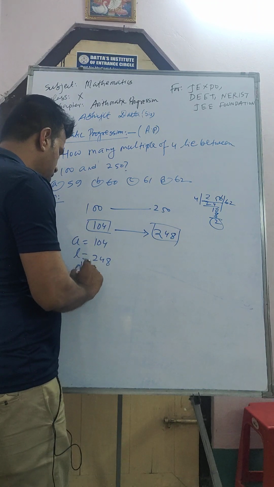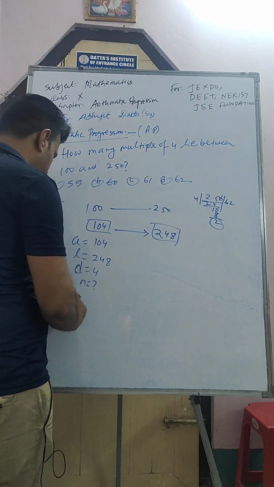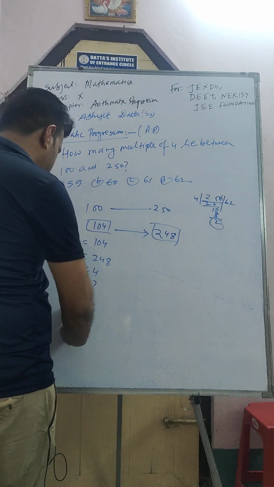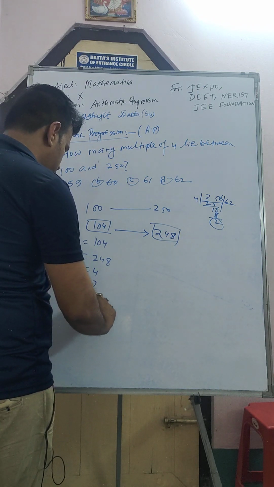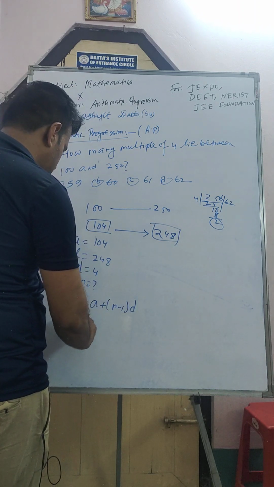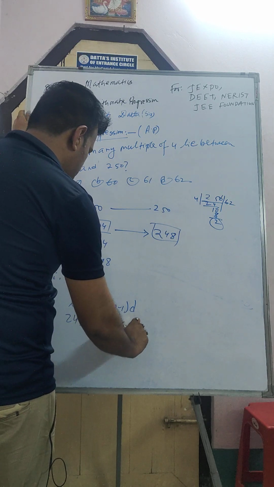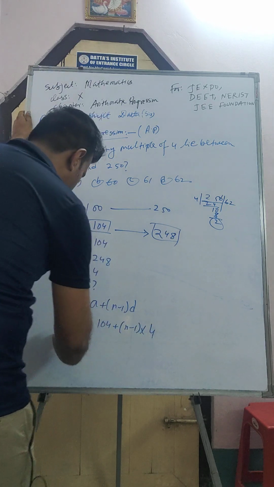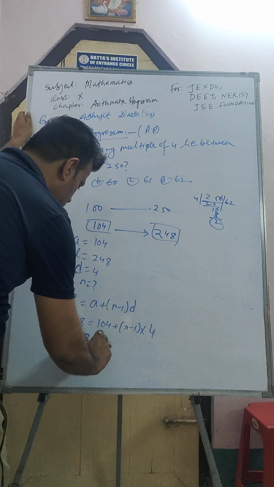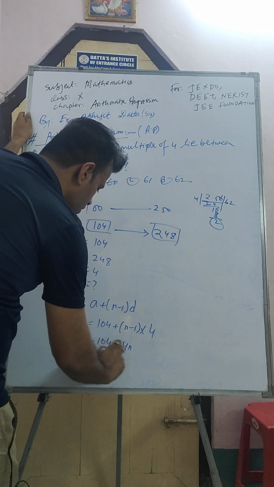D is 4. The number of terms we have to find out. We know that L equals A plus (n minus 1) into D. So L is 248, A is 104, D is 4, so 248 minus 104 equals 4n minus 4.